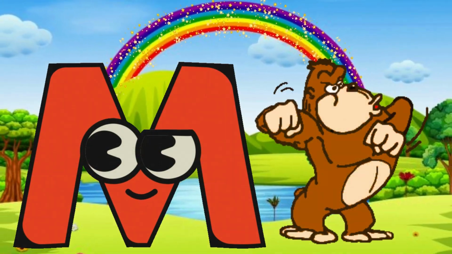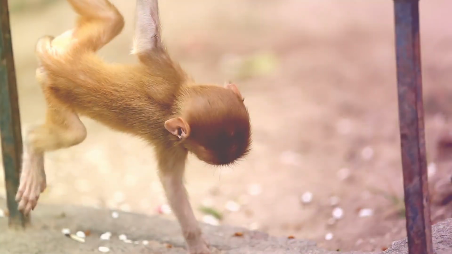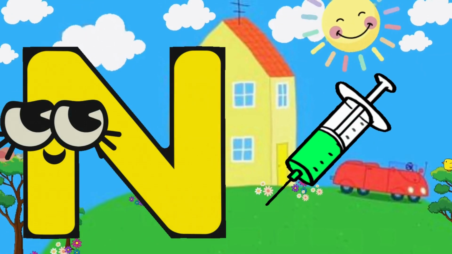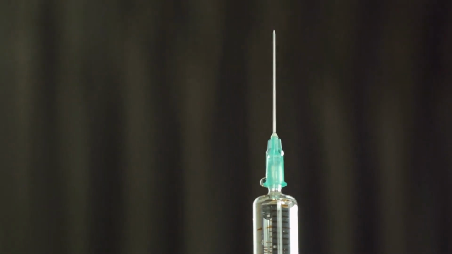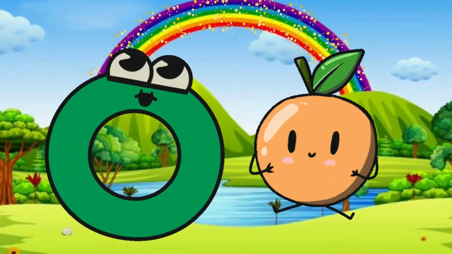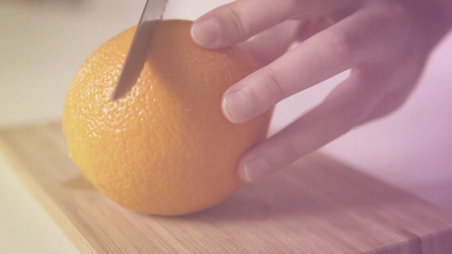M, m, monkey. M, m, monkey. M, monkey. N is for needle. Needle. Needle. N, needle. O is for orange. Orange. Orange. O, orange.